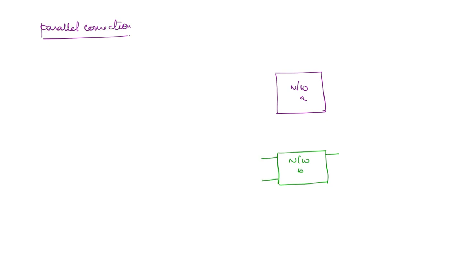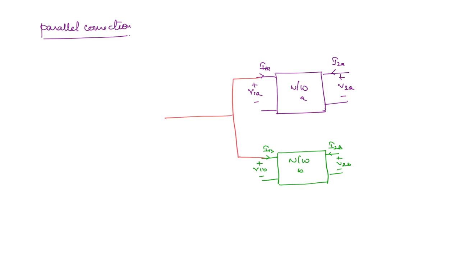For this we have the terminals I1B, V1B, V2B, and here you have I2B. Similarly for this network, you will have I1A, V1A, and here you have I2A, V2A. Now for the parallel connection, V1A should be equal to V1B. So how then will the terminals be connected? You can connect this and this together and you can take out the common terminal. Similarly, here this will be connected to this and you can take out the common terminal, okay.